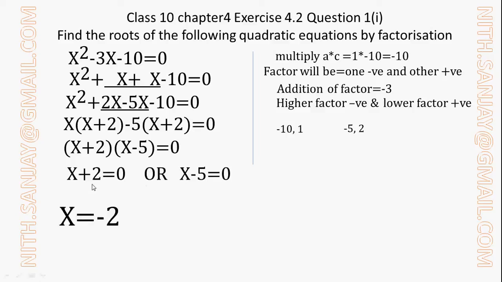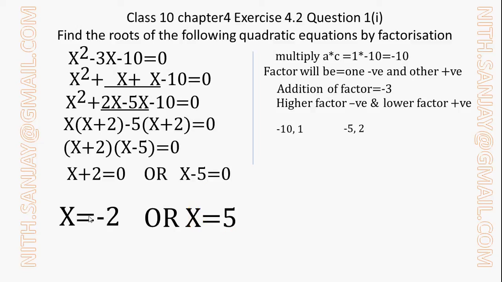I will subtract 2 from both sides of this equation. So x plus 2 minus 2 will be x, and 0 minus 2 will be minus 2. I will add 5 on both sides of this equation. So x minus 5 plus 5 is x, and 0 plus 5 is 5.